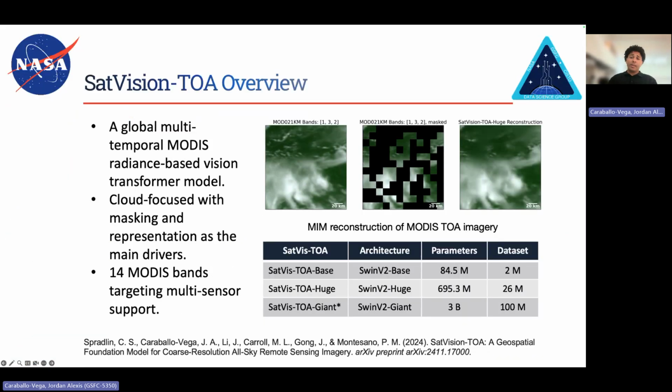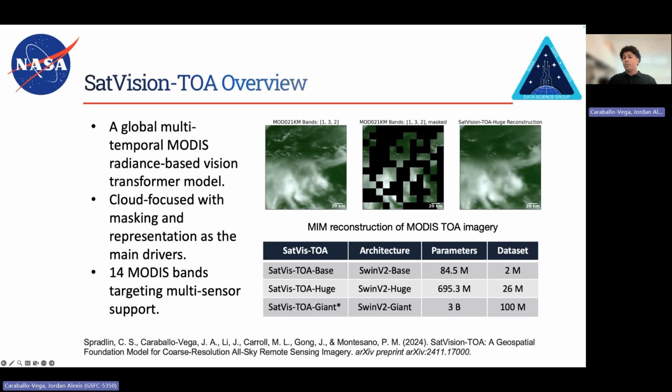But then again, we had many other downstream tasks that we wanted to improve, that we wanted to benefit from, particularly, in this case, focusing more on the cloud side of things. So many of the foundation models that we were trying for this task were trained on clear sky imagery. So when we were trying to reconstruct some of the cloudy scenes that we need for understanding cloud mechanisms, we would just fail. We wouldn't have any meaningful embeddings from them. So that's why we trained SatVision TOA.